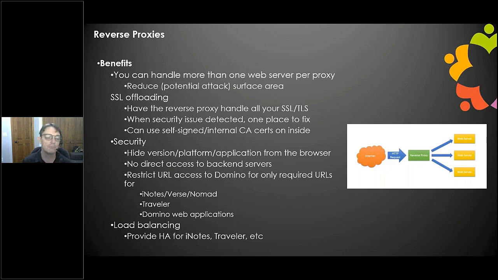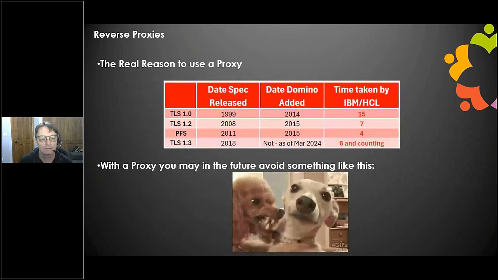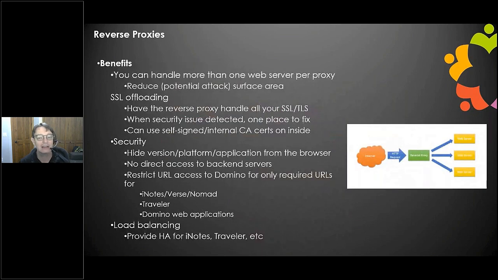And honestly, one of the biggest things is the bottom point there, which is load balancing. So let's say I've got a couple of Traveler servers and I want to do Traveler high availability, or I want to do Notes high availability or Verse high availability. What I can do is put a reverse proxy in front of these servers and build rules in the reverse proxy so that the users don't know they're hitting a pool of Traveler servers or a pool of webmail servers or even a pool of application servers if you do it right.